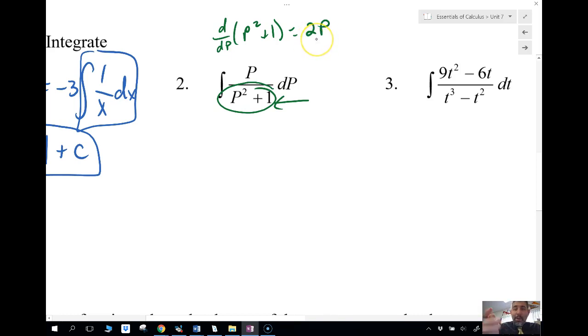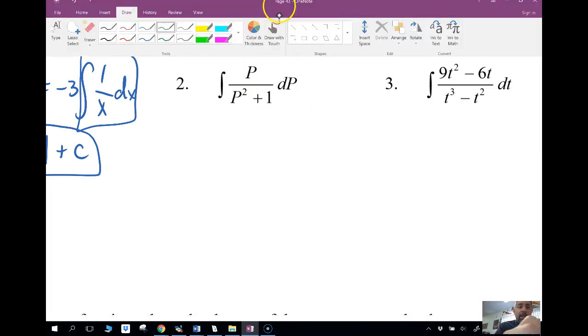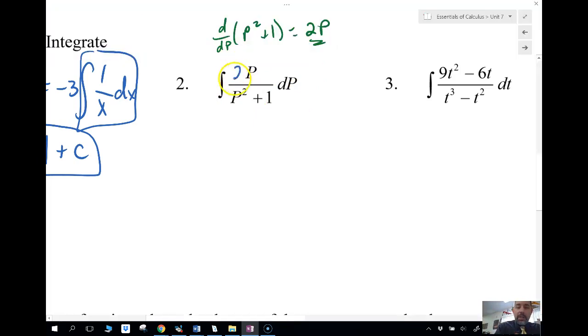Okay, I'm going to get 2p. So this is, in fact, what we have up here, except we're missing a constant. We're missing 2. So this is a reverse chain rule. What I would need to have happen is I would need a 2 here. This is my hook. So if I have to put the 2 in there, I've got to put the 1/2 out here.